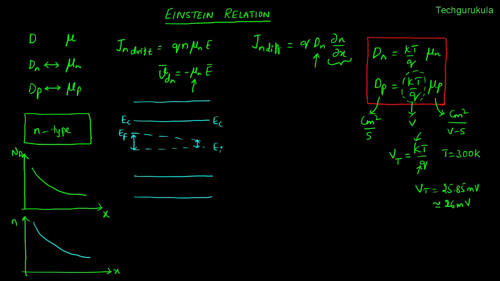Now if we allow the time to proceed, there would be a concentration gradient which would trigger a diffusion current, which means the electron concentration on the left side, let's say at side A, would be higher compared to the electron concentration at B. So these electrons would move in this direction. As a result, we'll have a diffusion current, which we call Jn diffusion, in this direction.